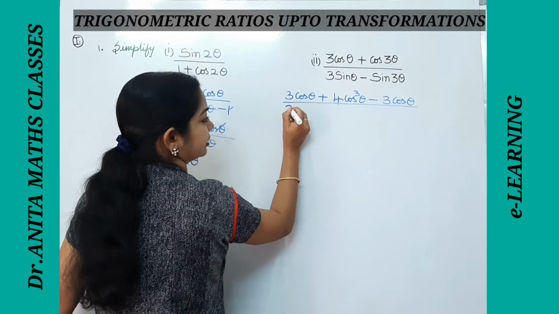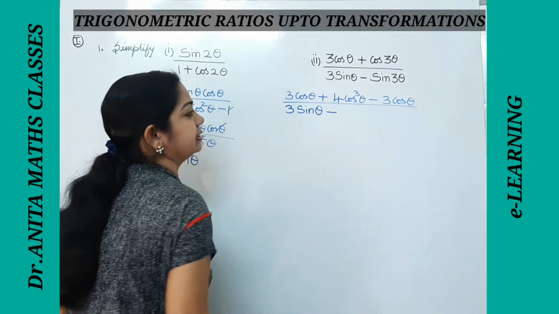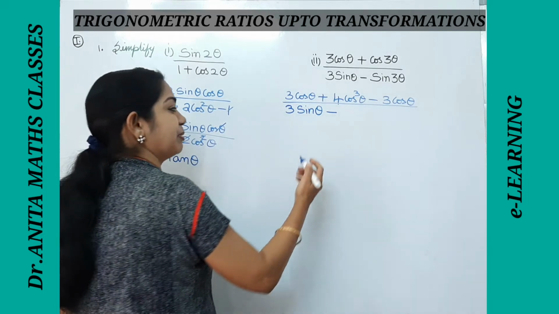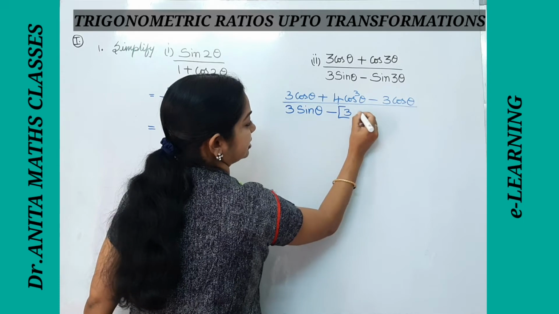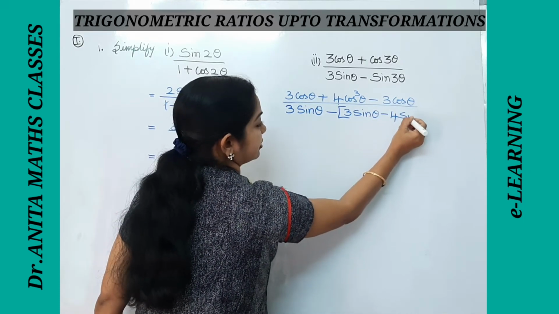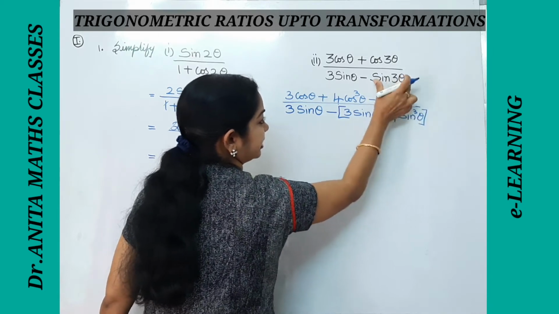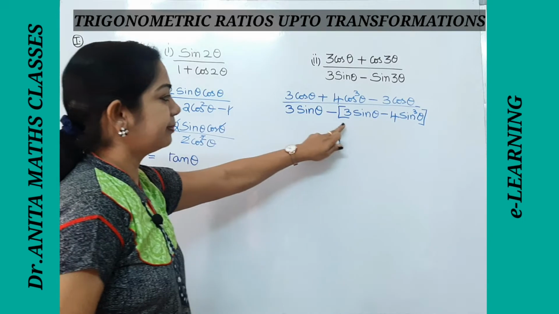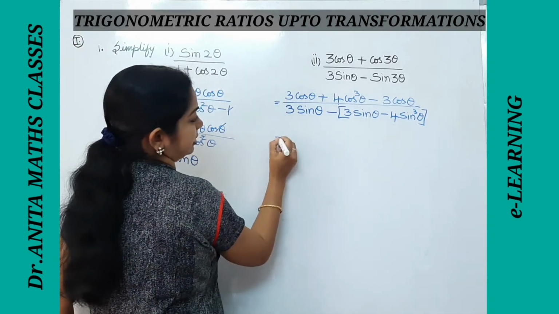Okay, here 3 sine theta minus sine 3 theta, we will expand the formula. Since minus is there, let me write here 3 sine theta minus 4 sine cube theta. This is the formula of sine 3 theta. I have written a bracket because it is having a minus sign. Now let's open the bracket here.